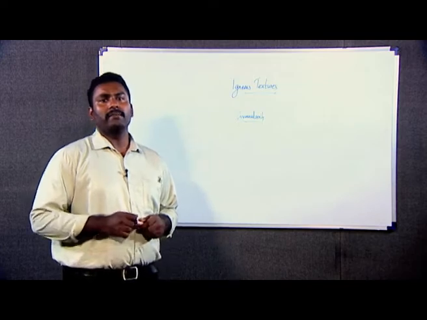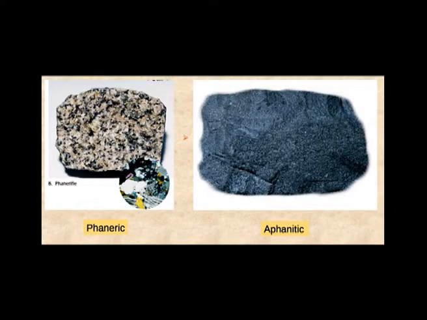Now here in this diagram you can see the phaneritic and aphanitic rocks. As you can see, in the phaneritic rock, the individual grains can be seen with a hand lens, and we can simply identify the minerals present in the phaneritic rocks. But in the aphanitic rocks, since they are very fine grained, the individual minerals cannot be visualized through our naked eyes. We need the help of a microscope.